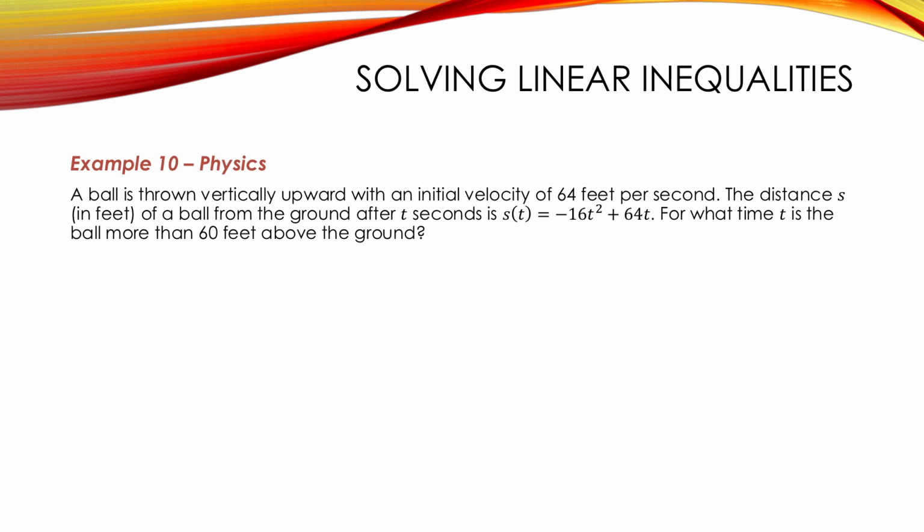Let's try an example that's an application here. A ball is thrown vertically upward with an initial velocity of 64 feet per second. The distance s in feet of the ball from the ground after t seconds is s of t equals negative 16t squared plus 64t. For what time t is the ball more than 60 feet above the ground?